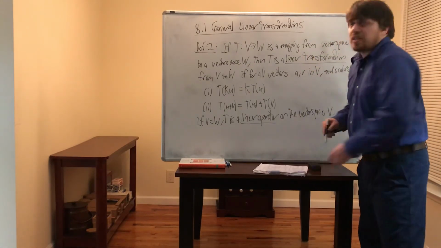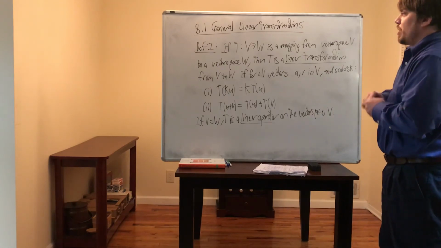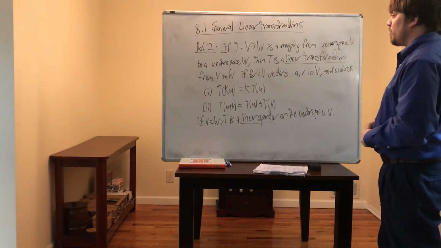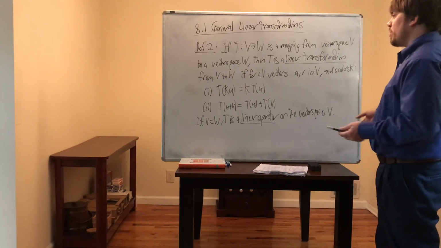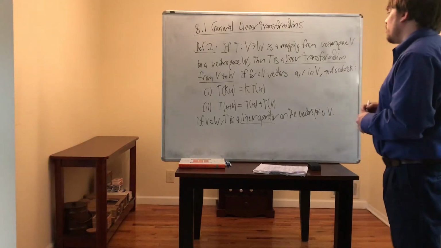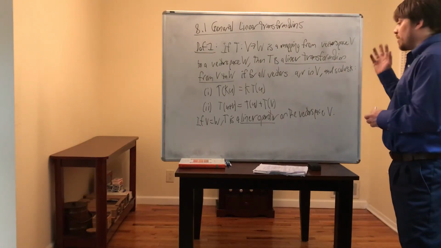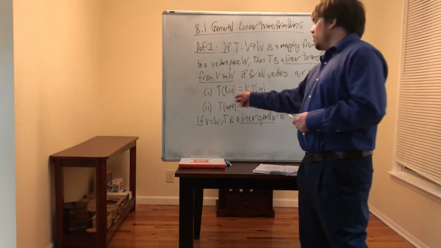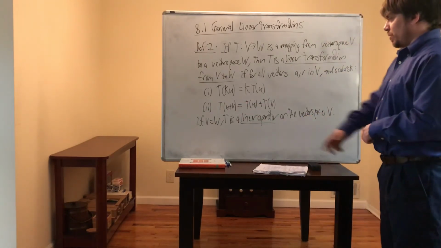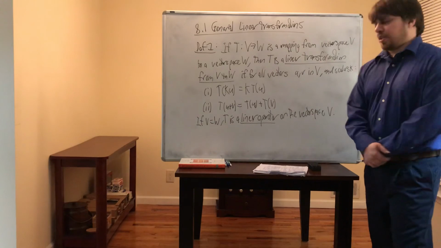Okay, so definition 1 in 8.1 on general linear transformations. If T from V to W is a mapping from vector space V to a vector space W, then T is a linear transformation from V to W if, for all vectors u and v in capital V and scalars k, T(ku) equals k times T(u), and T(u + v) equals T(u) + T(v). This is called the homogeneity property, and that's called the additive property.